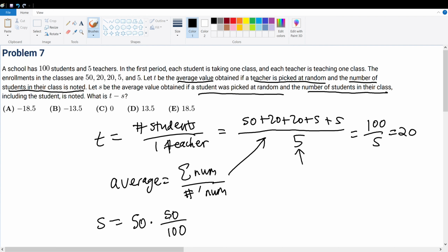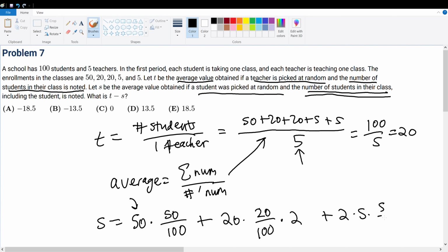And please pause if you don't understand what this means, because remember, 50 is the choice of that first class, and then 50 over 100 is the proportion that the 50 students hold within the entire school, which corresponds to the number of students in their class, including the student. We cannot say 49 because that would exclude one of the 50 students. So we will continue this for each of the classes. This would be 20 times 20 over 100, but multiply this by 2 because you have two 20s, and then you must add 2 times 5 times 5 over 100.